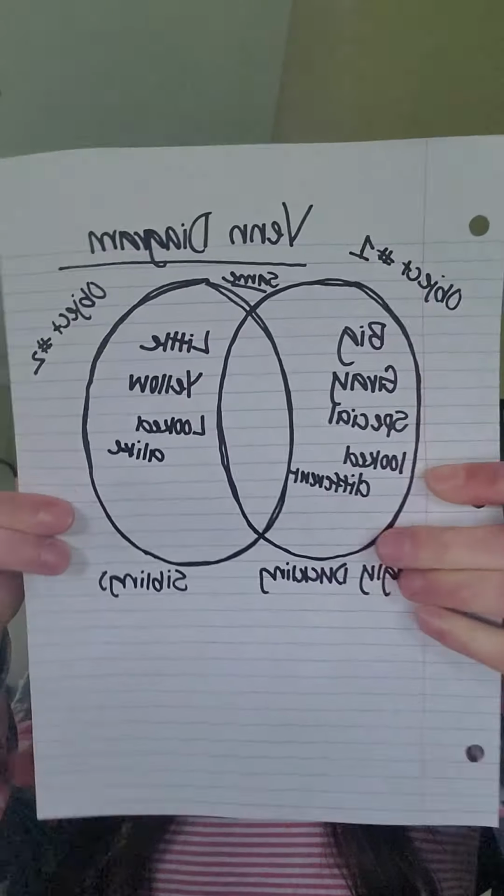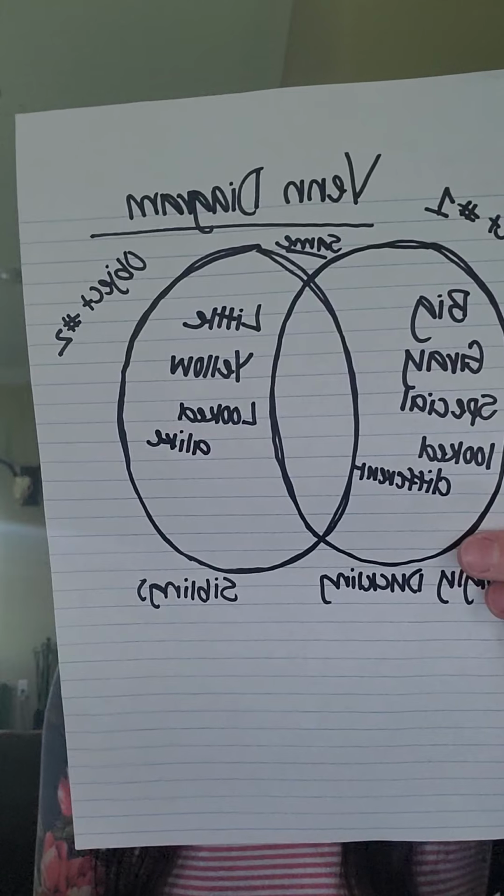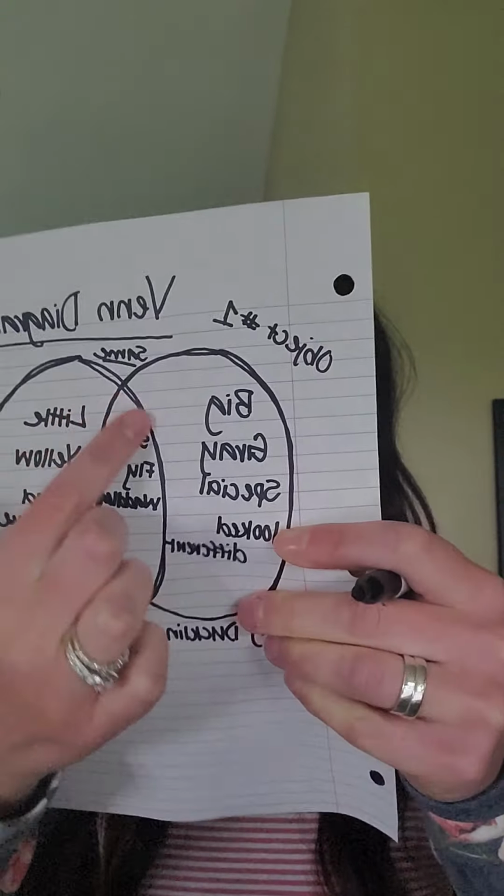So let's do the same for his siblings. They were more little. They were yellow instead of gray. And they all looked alike. Okay, so we have all of their characteristics over here. So now who can tell me some of the similarities that they have? They all knew how to swim. They could fly. And they all waddled. Okay, so all of those go right here in the middle.